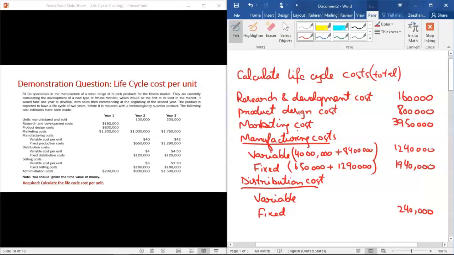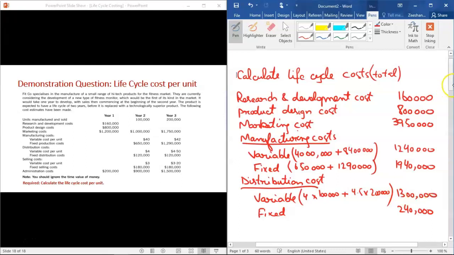Now for variable distribution, what we need to do is we need to multiply 4, which is variable distribution cost per unit in year 2, with 100,000, and then 4.5 with 200,000. So in total, variable distribution cost becomes 13 lakh.